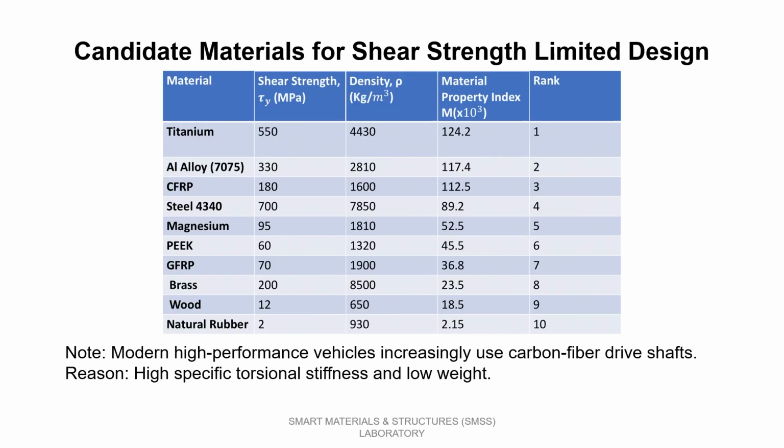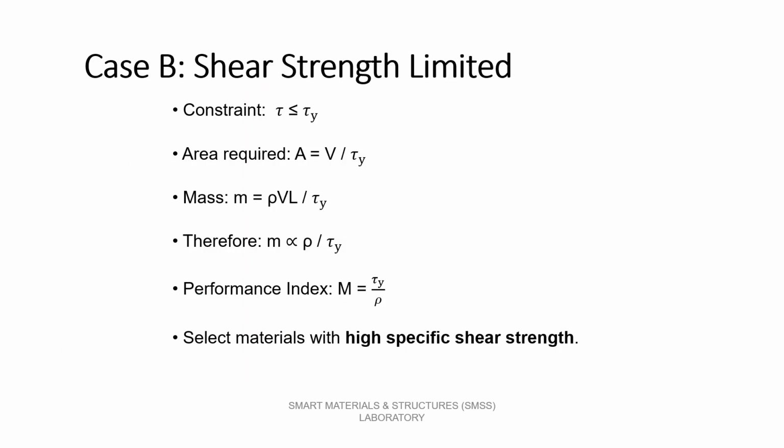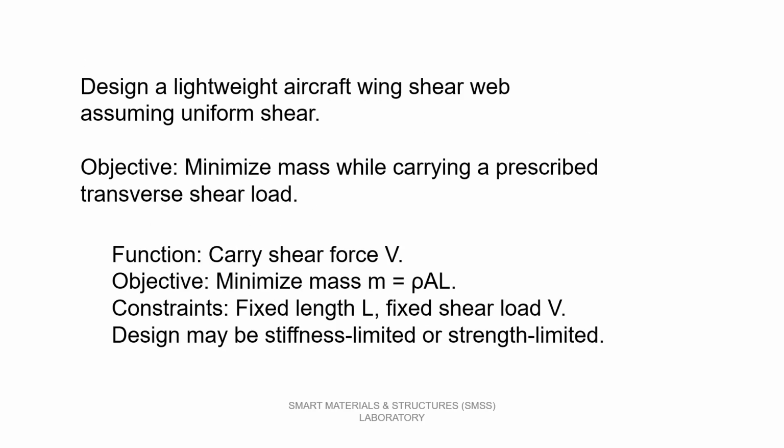Okay. Now, with that, let us go further and take up another type of case. The second case study we want to do now is to design a lightweight aircraft wing shear web. Okay. As I told you, the shear web is nothing but, the wing has two parts, right, the top plate and the bottom plate, whatever is the top and the bottom, that is the aircraft wing, and shear webs are these webs that are joining them.